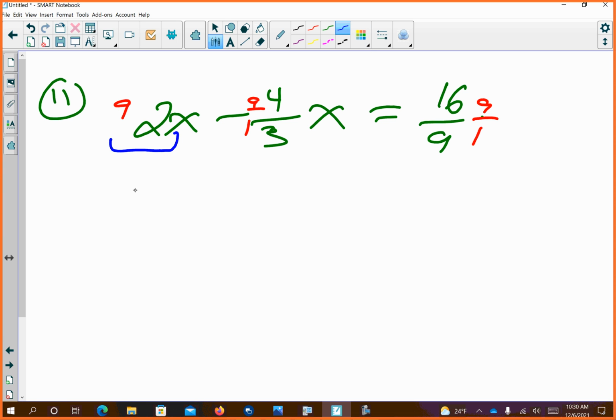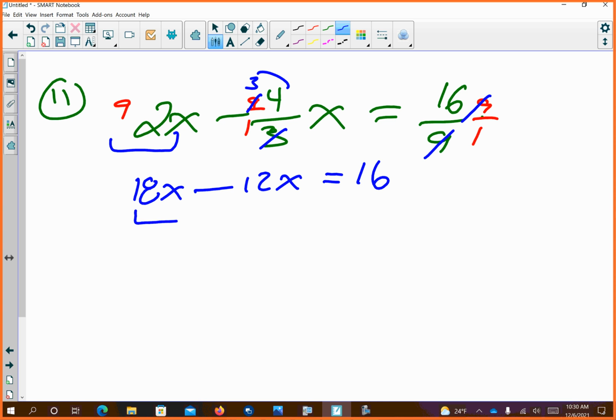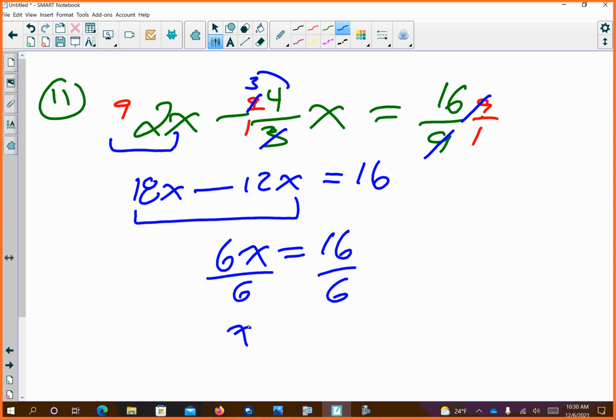So this is going to give me 18x minus. This 3 goes in there 3 times, and then 3 times 4 is 12x. Those cancel completely, equals 16. Oh, it became much nicer. Now we don't have to deal with the fraction. So that's going to give me 6x equals 16. Divide each side by 6. Reduce the fraction. I think 2 goes into both. I think it should be 8 over 3, which looks like answer B.